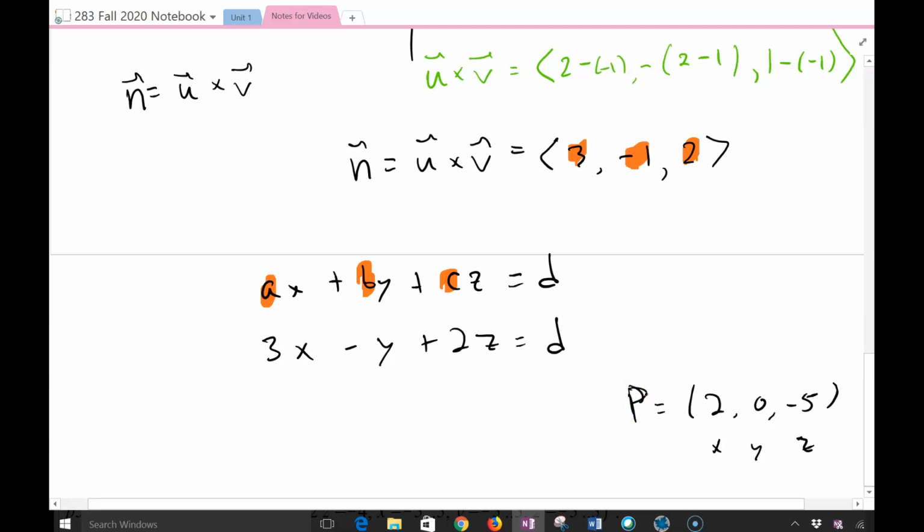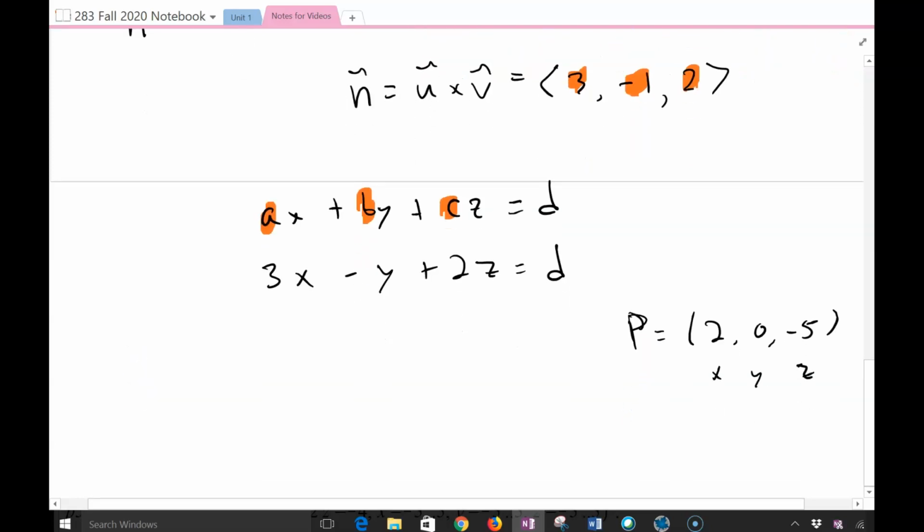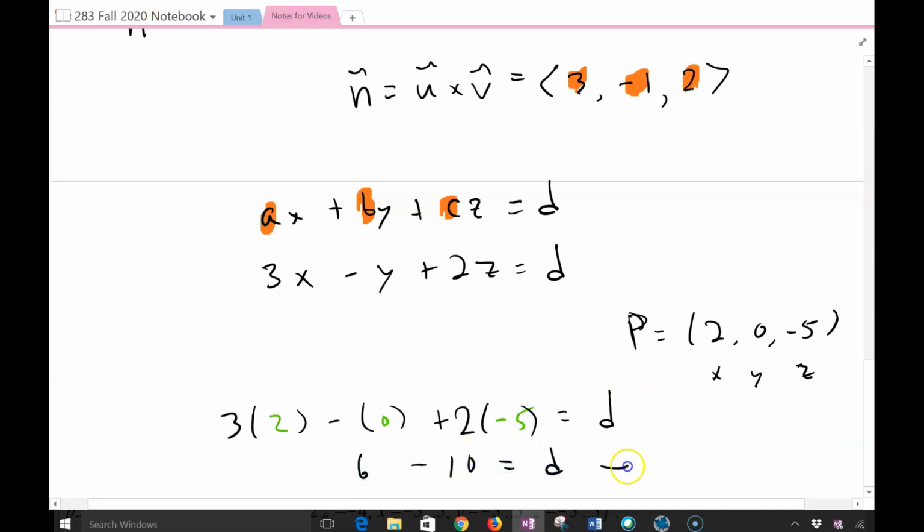So we are going to plug those in for x, y, and z to then get what d is equal to. So 3 times x minus the y component of the point plus 2 times the z component of the point must equal whatever this number d is, and therefore we're going to find out what that is by plugging those values in. So we're going to do 2, 0, -5. Simplifying gives us 6 minus 10. So what is d? d comes out to be -4.